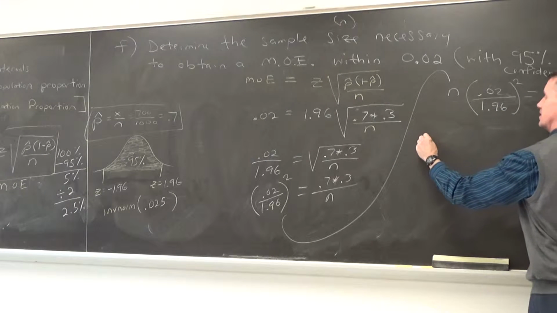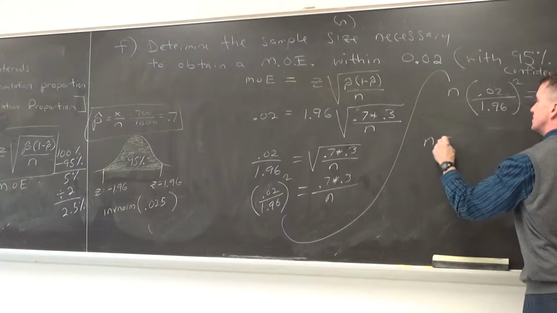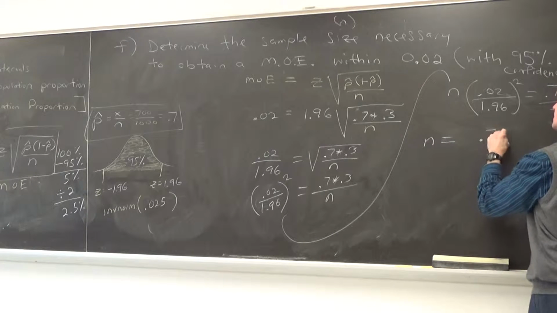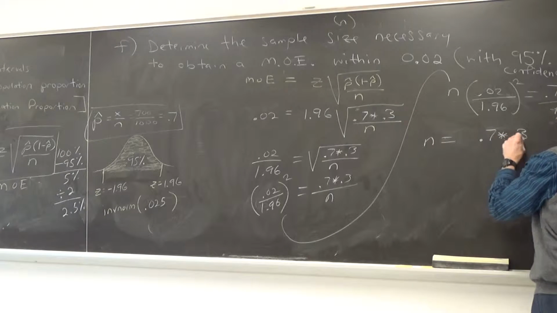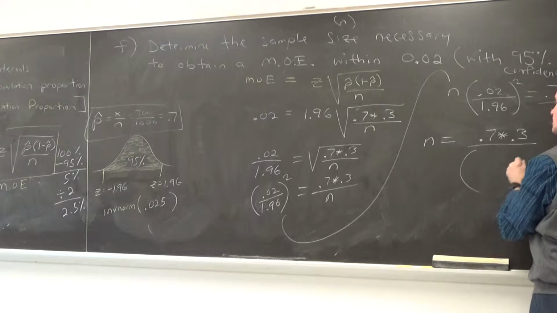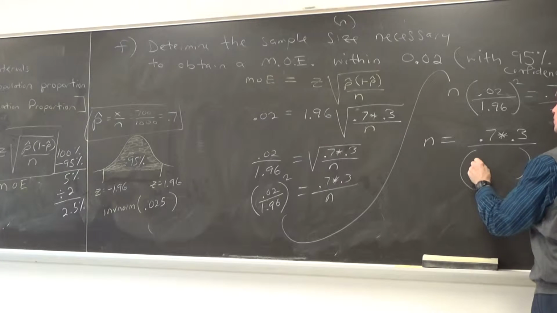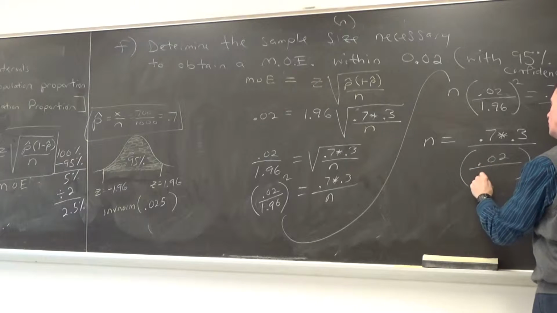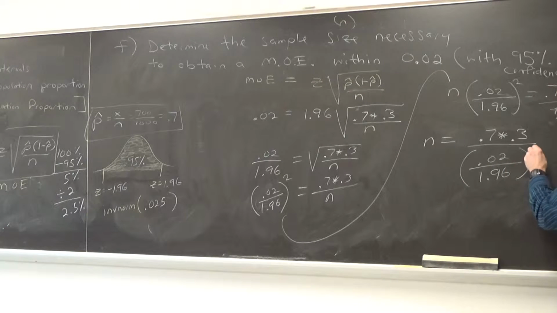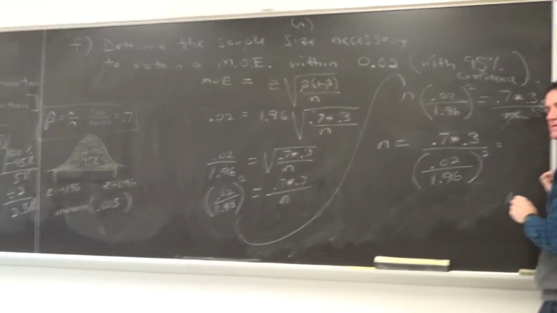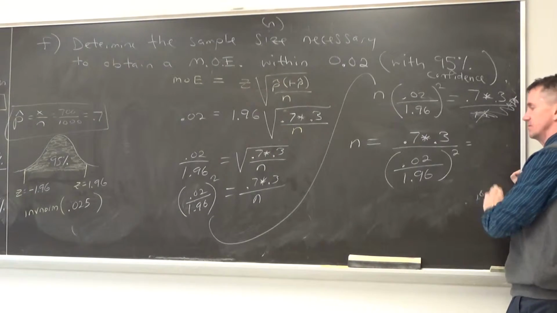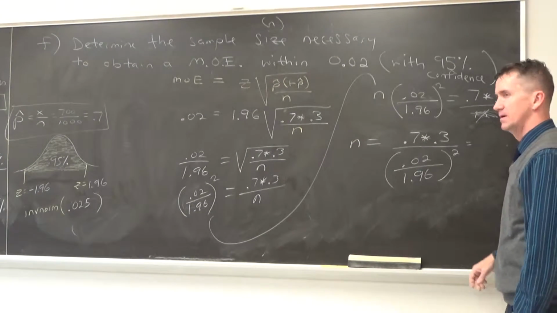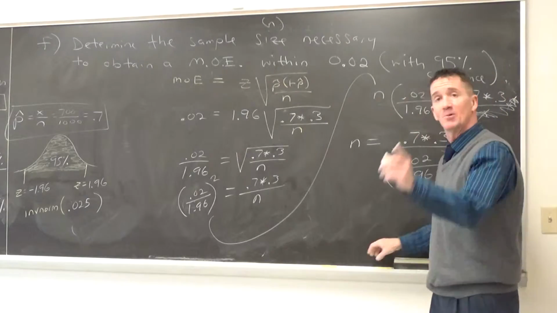So my last step, here it is. n equals 0.7 times 0.3 divided by parentheses 0.02 divided by 1.96, and everything in the parentheses is squared. And we're going to get a number. We'll do it with our calculator.